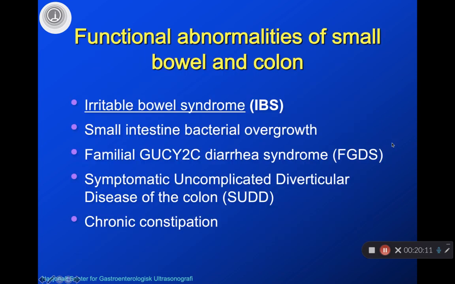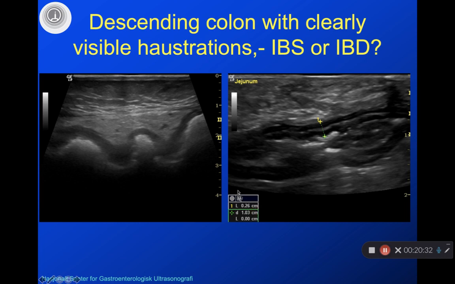Regarding the colon and small bowel, we can study irritable bowel syndrome, small intestinal bacterial overgrowth, the familial chloride diarrhea syndrome, and symptomatic uncomplicated diverticular disease of the colon, so-called SUDD, and also give advice regarding chronic constipation. Is it possible to distinguish between IBS and IBD using ultrasound? Yes, in some cases you can do that.